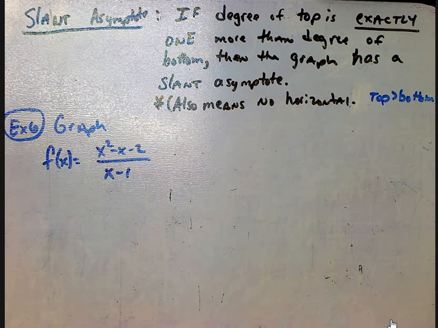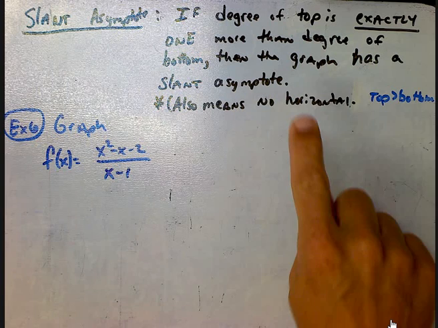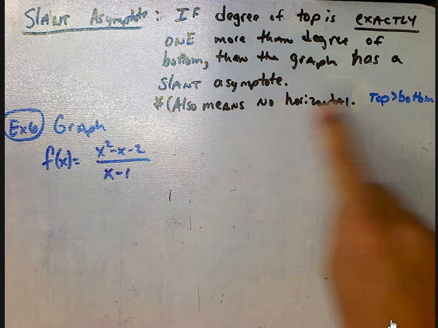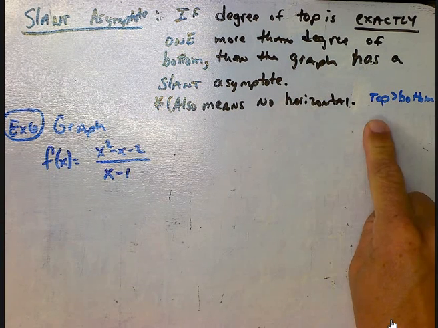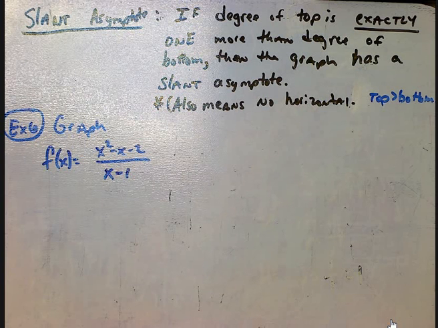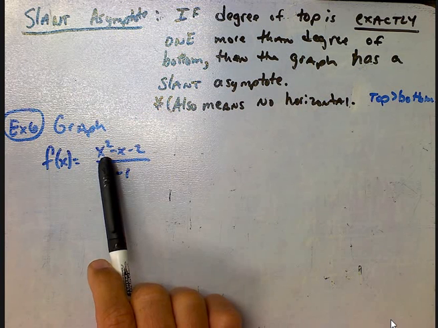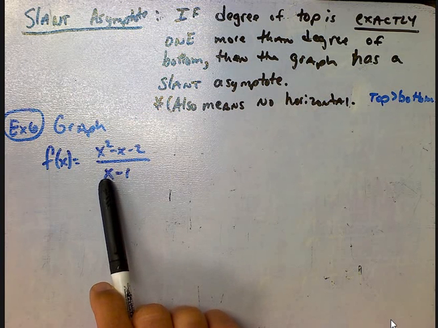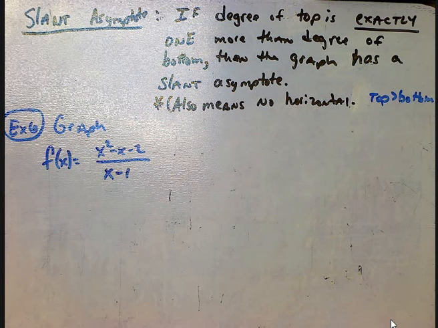Okay, here for example number 6, we're going to introduce slant asymptote. If you remember, if the top is bigger than the bottom, that means there's no horizontal asymptote. Well, if the degree of the top is exactly 1 more than the degree of the bottom, such as we have here, x squared is exactly 1 more than x to the first, then the graph has a slant asymptote. To find it, we have to use long division.